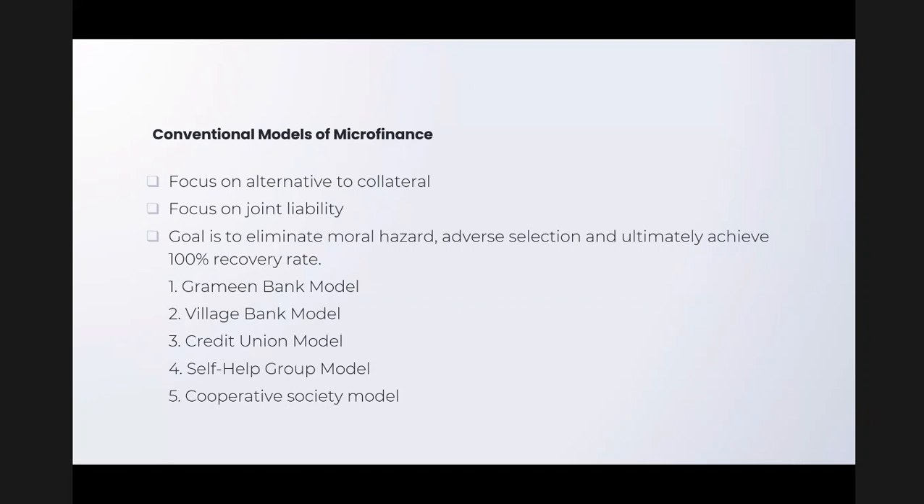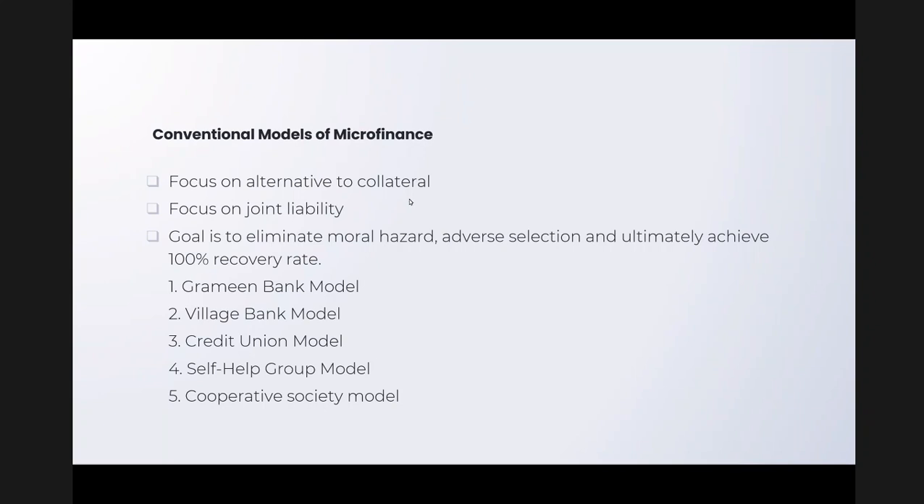In microfinance, there is no collateral. So if there is no collateral, there should be some alternative system that should complement, that should replace the requirement of the collateral. So the focus is on the alternatives of collateral. So what are the alternatives of collateral? The alternative of collateral is joint liability.